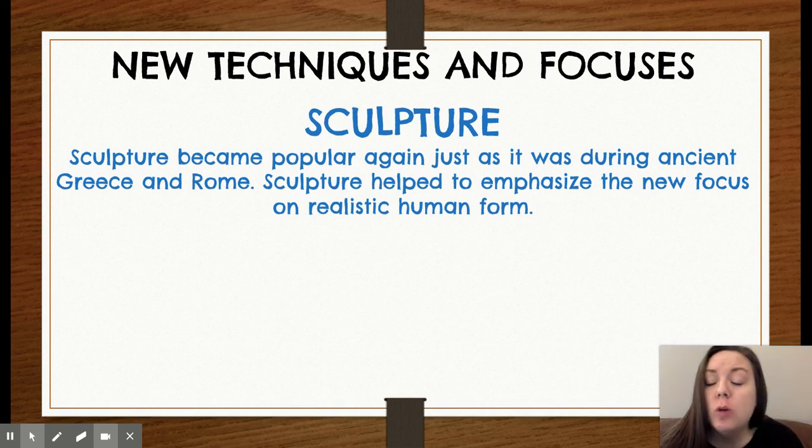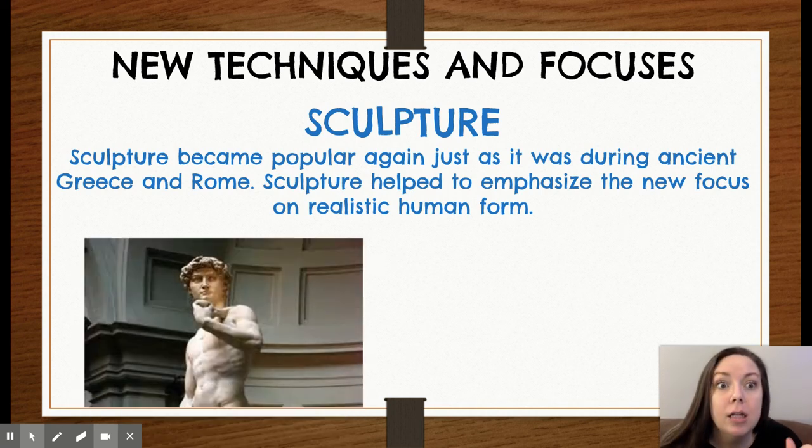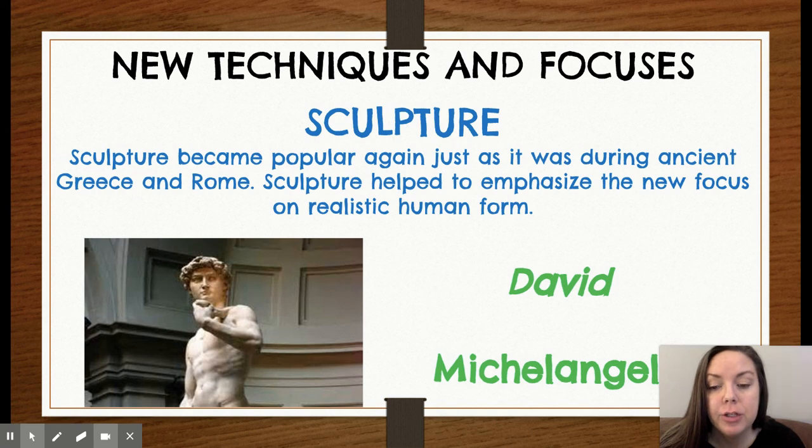Then we have sculpture. Sculpture became popular again just as it was during ancient Greece and Rome. There was kind of a dark age period where no sculpture was happening after the fall of the Roman Empire until the Renaissance. Sculpture, again, helped to emphasize this new focus on the realistic human form. We're going to talk a lot about this soon. This is the Statue of David by Michelangelo.